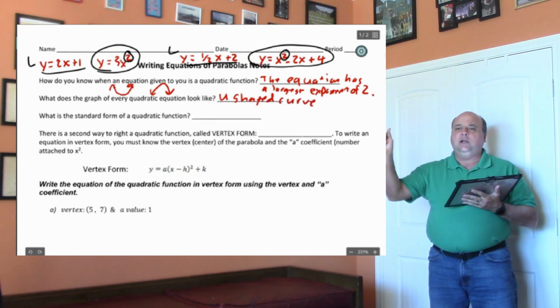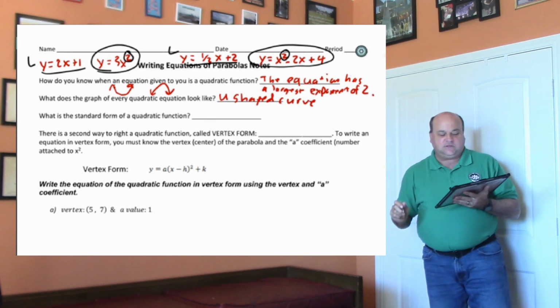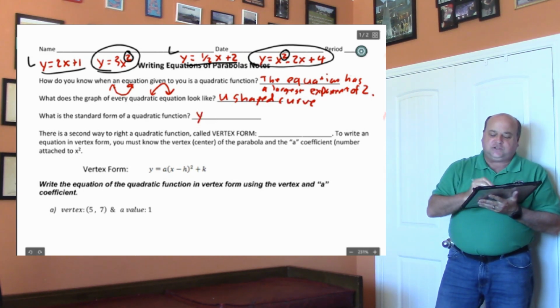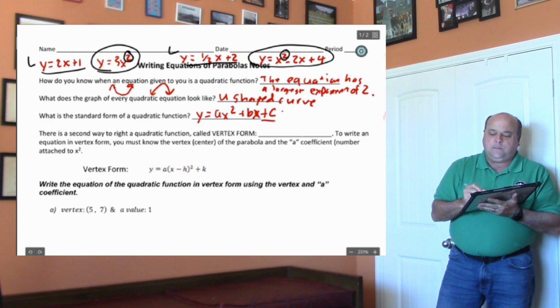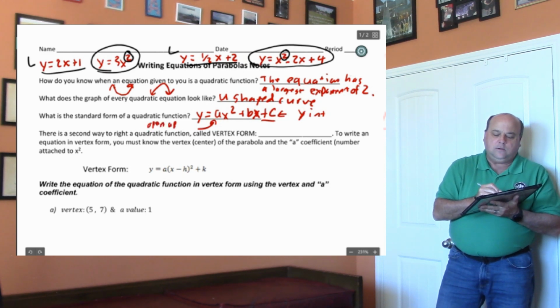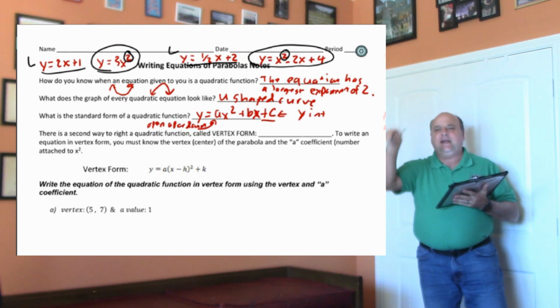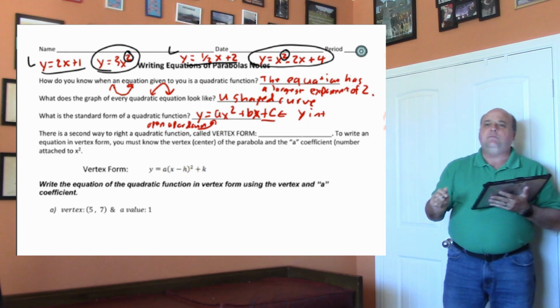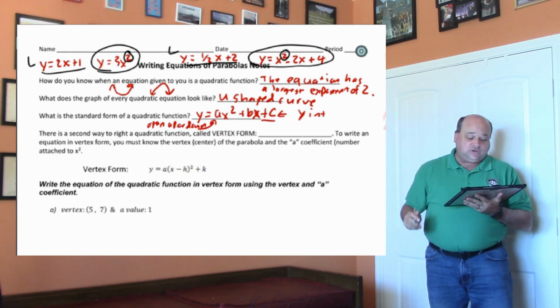We're going to talk in a little while on how to change the steepness of that curve. What is the standard form of a quadratic equation? You did this yesterday. Hopefully you know. y equals ax squared plus bx plus c. And hopefully you remember the c is the y-intercept, right? And the a makes it open up or down, right? If the a is negative, it opens down. If the a is positive, it opens up. That a will also be the steepness of the curve, and we'll talk about that soon.